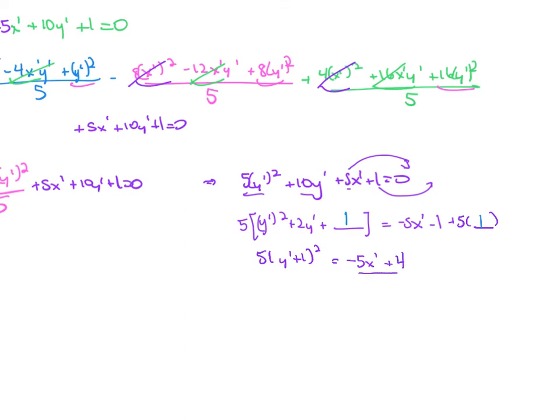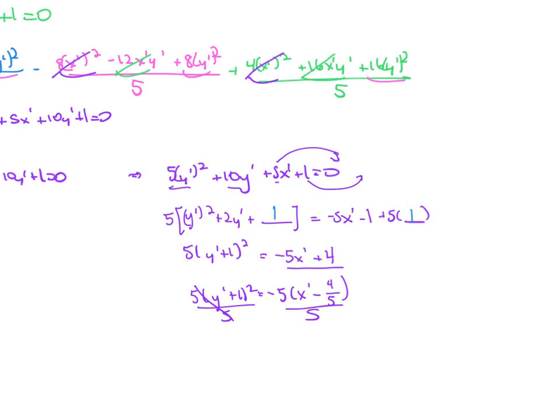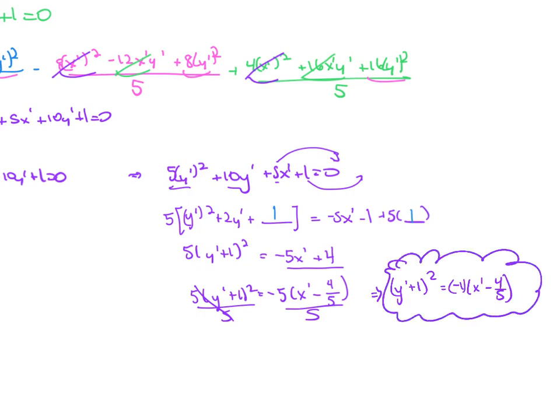So let's go ahead and factor this right side. Let's divide a negative 5 out. So when we factor out a negative 5, we're left with x' minus 4 over 5. Let's divide the 5 out. And so we find that the standard form of the parabola will be (y' plus 1) squared equals negative 1 times (x' minus 4/5). Now that's the standard form of the parabola.